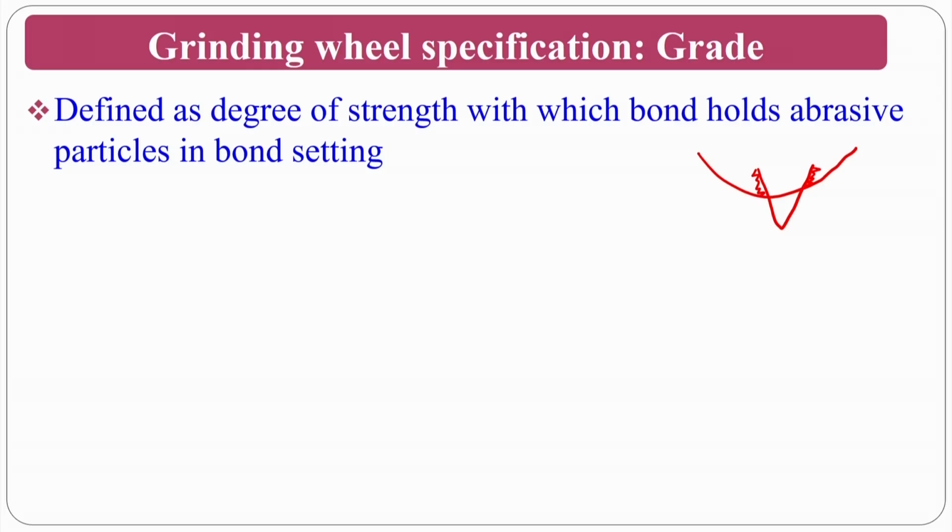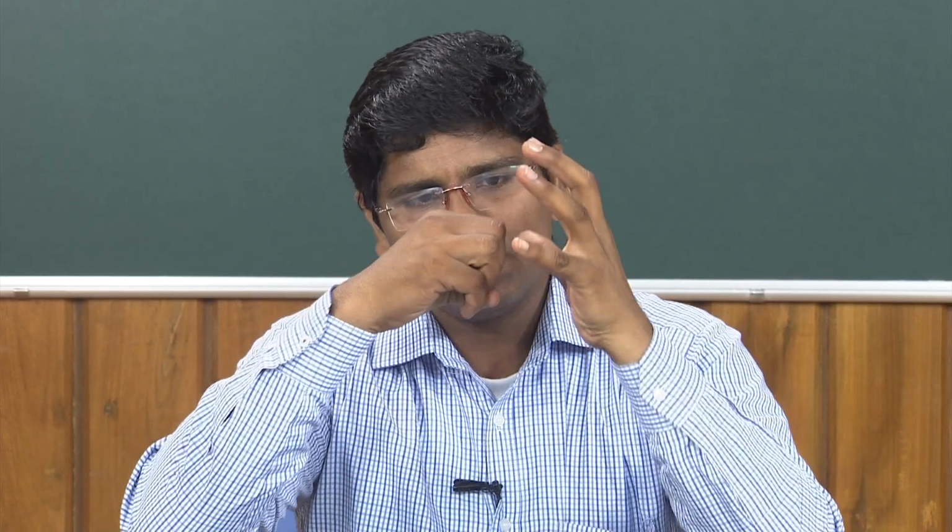Assume that I have an abrasive particle, and it is tightly held by the bonding material. How do I make it? Assume a vitrified bond. If I want to make a vitrified bond, I will make a clay first, then I mix some additives, which normally vary from company to company, then you add the abrasive particles, mix it, compact it as per the shape, then you just fire it, and you will get a grinding wheel. Okay. So, how firmly the abrasive particle is held is specified by the grade. If my abrasive particle is held by the bonding material very tightly, very hard, that is called hard grade. If it is loosely bonded, then it is called soft grade.